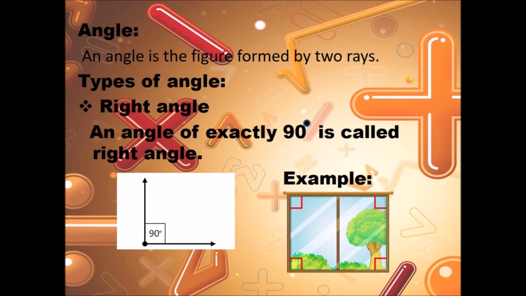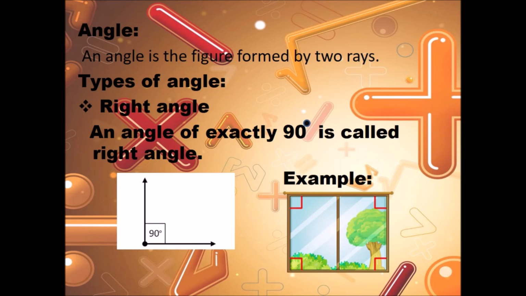And also we have types of angles. What are the types of angles we have seen already? Yes, right angle, acute angle, obtuse angle and straight angle. Now we are going to see them one by one. First we are going to see right angle. What is meant by right angle? An angle of exactly 90 degrees is called a right angle. Also we can explain it as: 90 degrees is called a right angle.